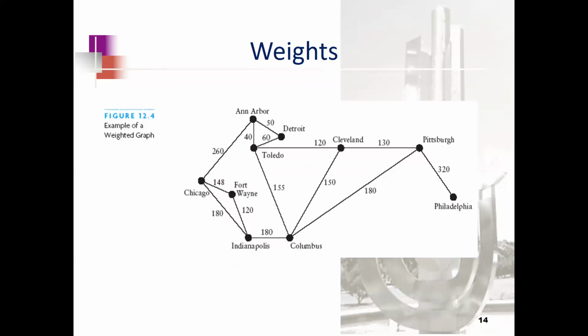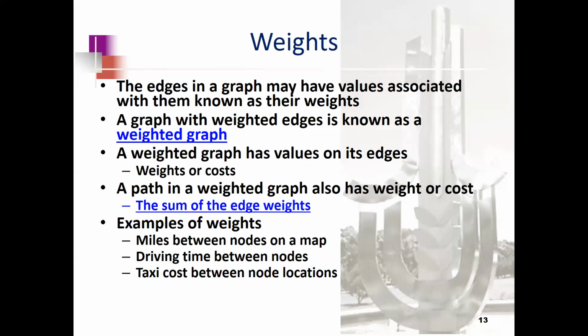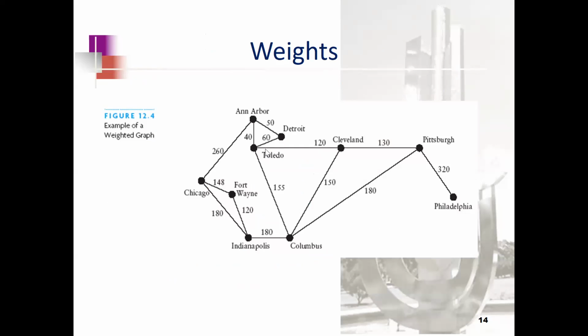Kemudian ini contoh daripada Toledo to Columbus. So dia punya weight adalah 155. So this one it can be time in minutes, for example, from Toledo to Columbus, or it can be what? It can be taxi cost, okay, 155 ringgit, or it can be kilometer or miles from Toledo to Columbus. Okay.